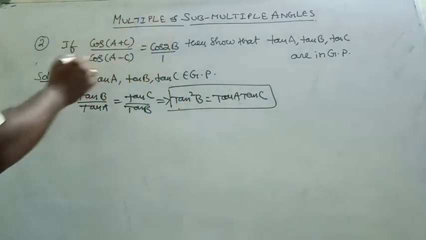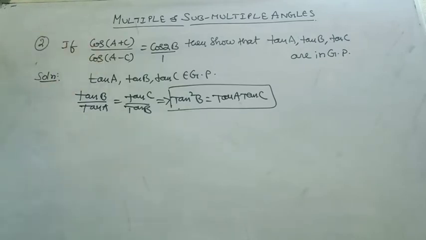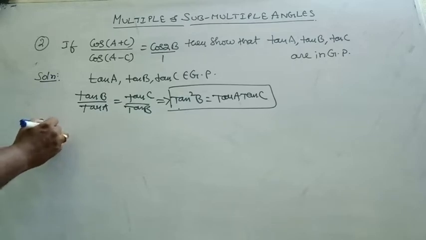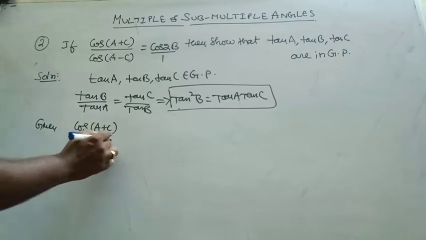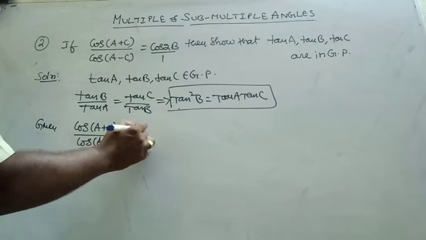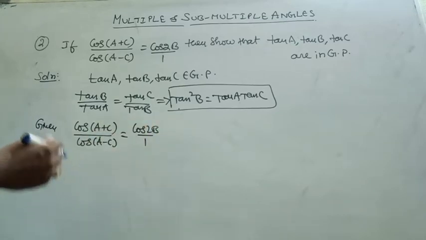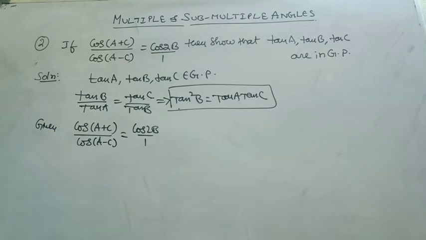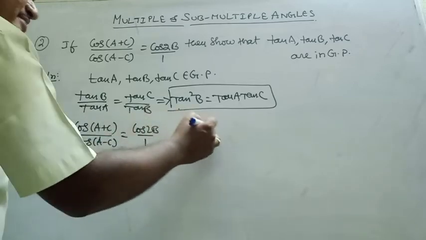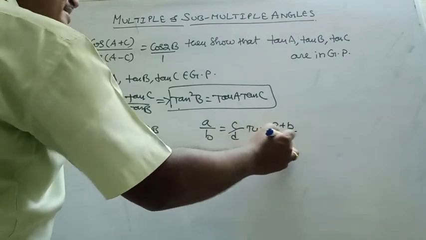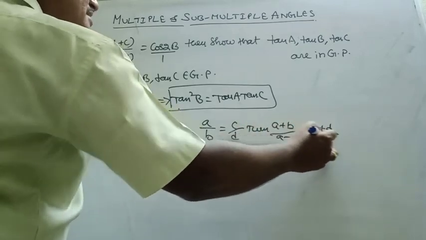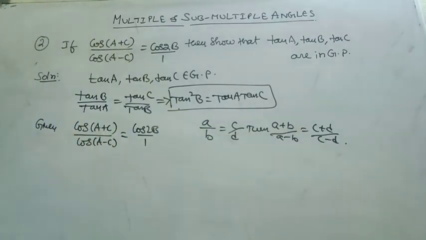For this, this is the given information: cos of (a plus c) by cos of (a minus c) is equal to cos 2b by 1. Suppose we apply the componendo dividendo method for this, let us see what we are going to get. Componendo dividendo method means if a by b is equal to c by d, then a plus b by a minus b is equal to c plus d by c minus d, right? This is the componendo dividendo method.